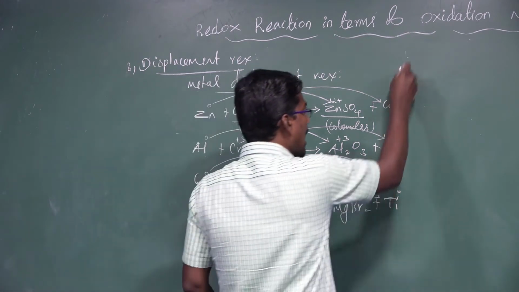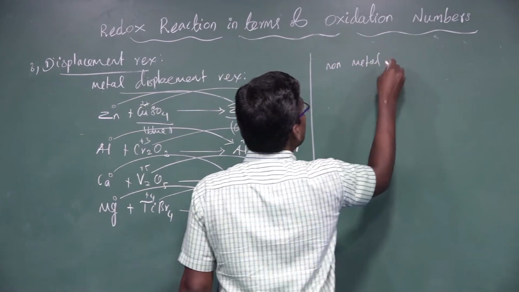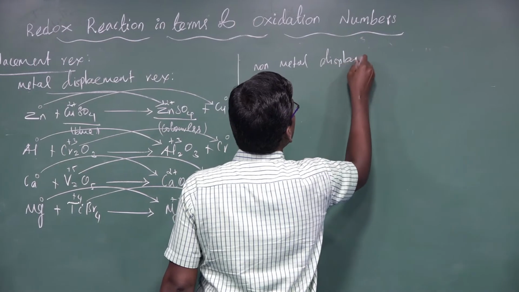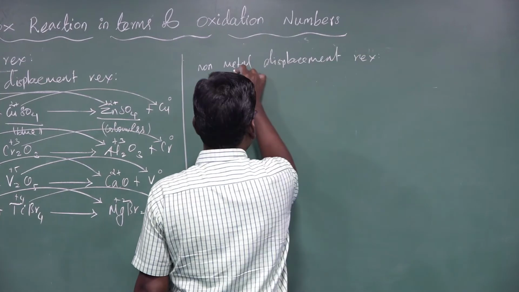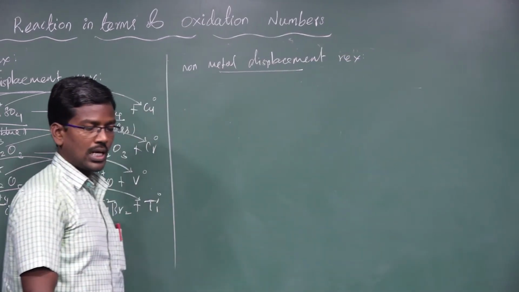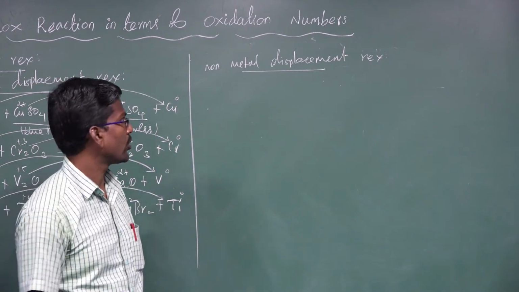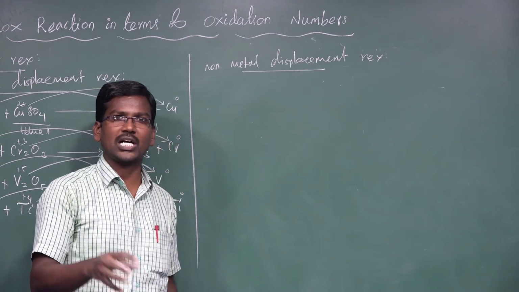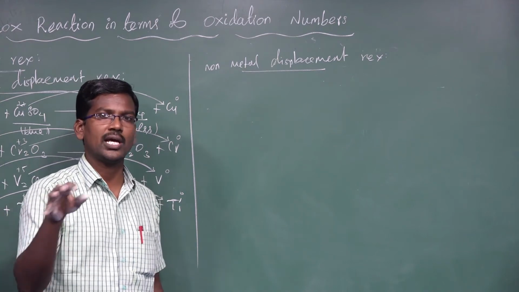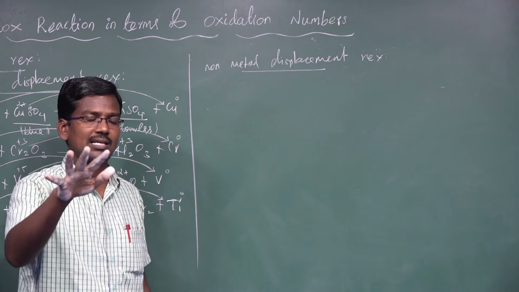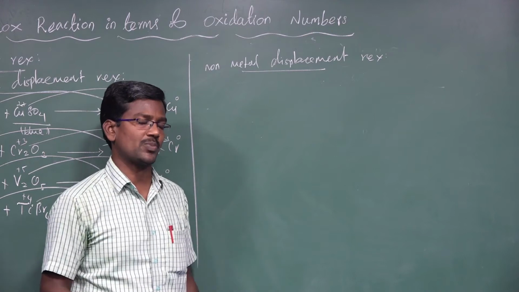Another one, non-metal displacement reactions. What is the meaning of non-metals? Already we have learned in lower classes, in 7th and 8th, the difference between metal and non-metal. Non-metals include hydrogen, carbon, nitrogen, oxygen, fluorine, chlorine, bromine, iodine, sulfur, selenium, and phosphorus. A metal displacing a non-metal from a solution or compound is known as a non-metal displacement reaction.